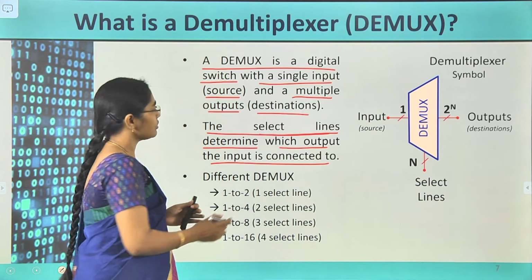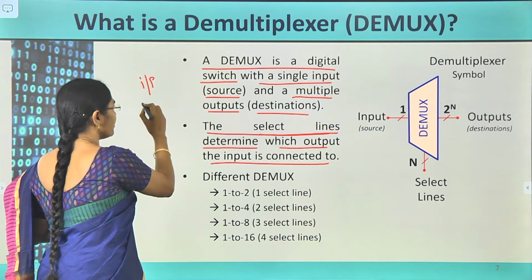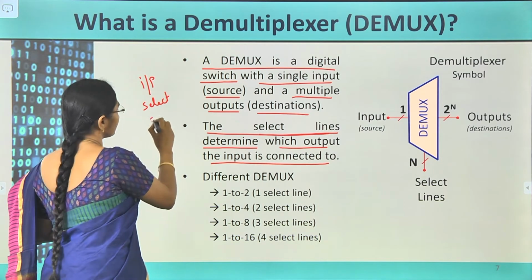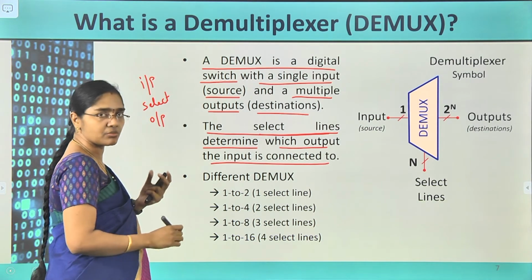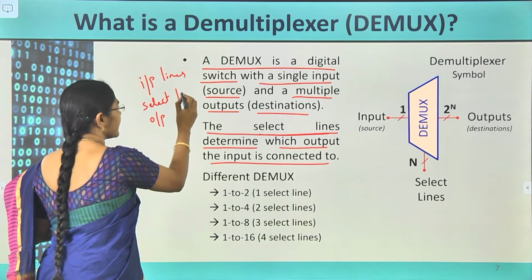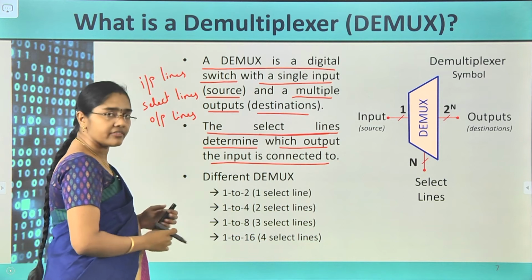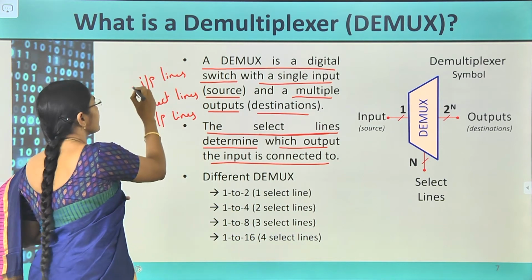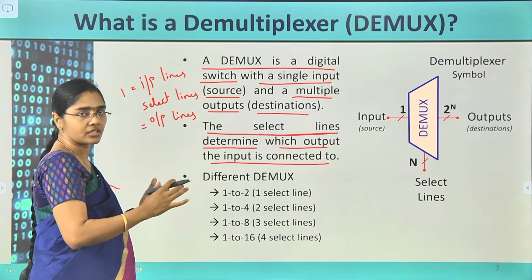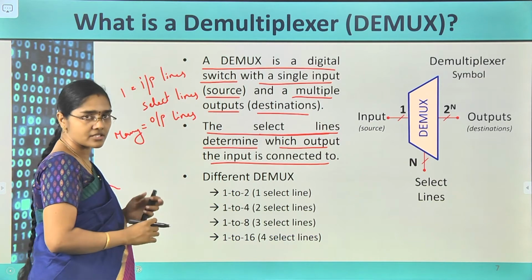Okay. So here we need three terms. One is input, another one is select, another one is output. Three important terms: input lines, select lines, and output lines. In our demultiplexer, input line is one and output lines are many. We don't know how many these are as of now.